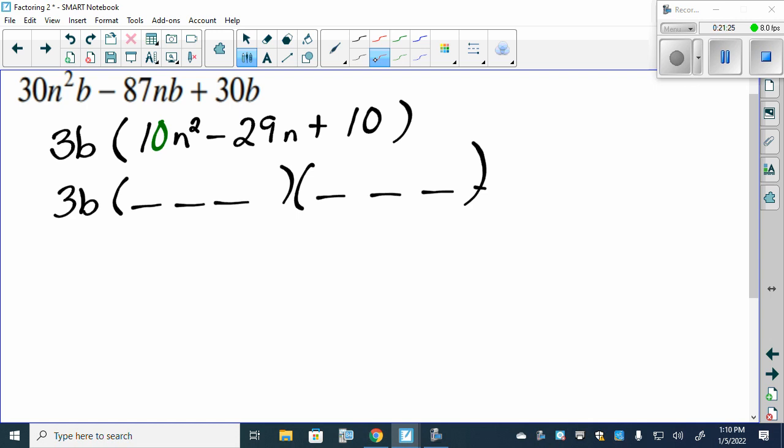Now, since the third term is positive, the signs are the same and they match the sign of the middle term. The sign of the middle term is negative, so our signs in both parentheses would be negative and negative. Now we need to find the factors of the first and third term. The factors of n squared would be n and n. The factors of 10 are 1 and 10 or 2 and 5. Which one do we want to try first? 1 and 10 or 2 and 5?